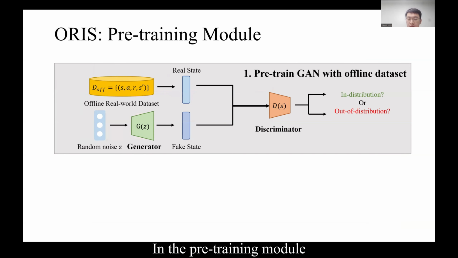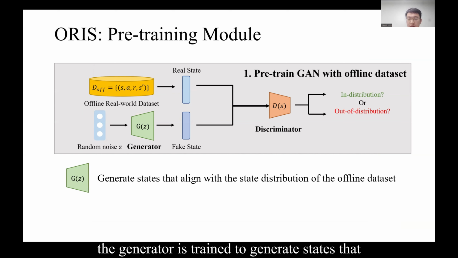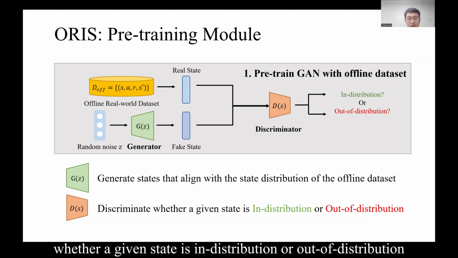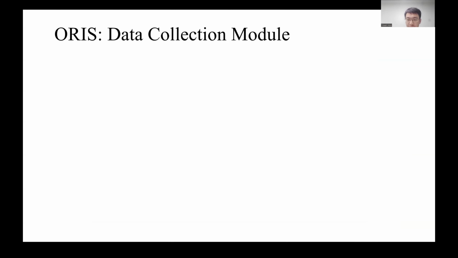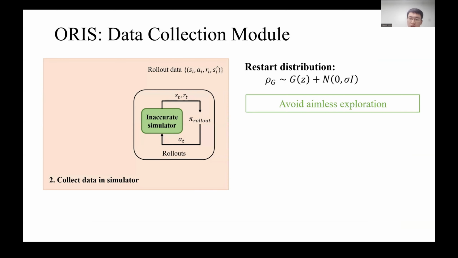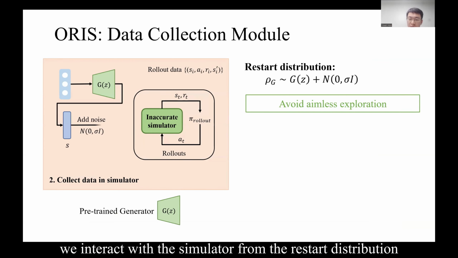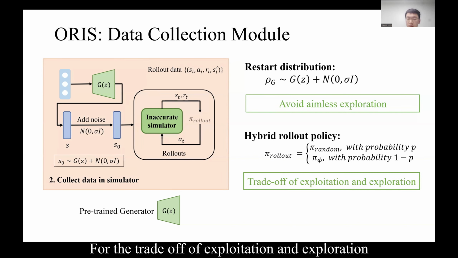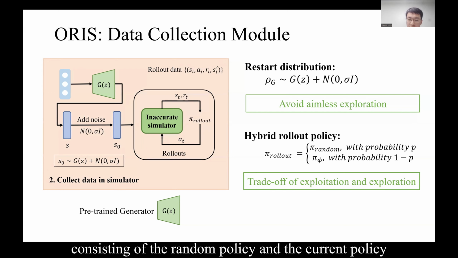In the pre-training module, the generator is trained to generate states that align with the state distribution of the offline dataset, and the discriminator is trained to discriminate whether a given state is in distribution or out of distribution. During data collection, we interact with the simulator from the restart distribution provided by the generator to avoid aimless exploration. For the trade-off of exploitation and exploration, the rollout policy is a hybrid policy consisting of the random policy and the current policy.